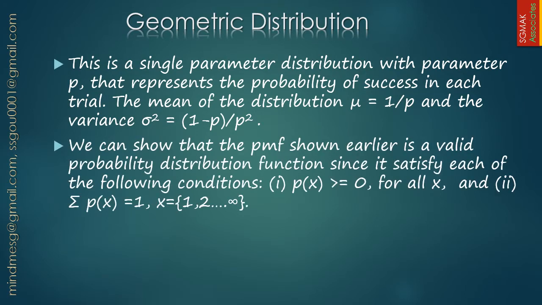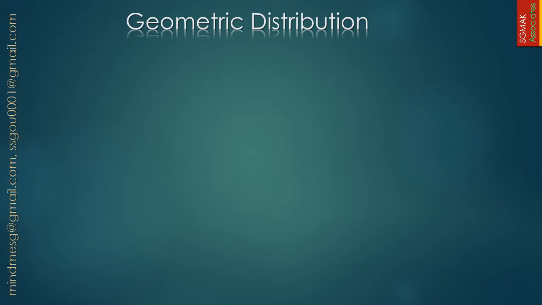Now you can show that the PMF, as we have described earlier, is a valid probability distribution function. There are two conditions for it to satisfy. One is that P of x, the probability, should return a non-negative probability for all values of x. And then if we sum over all values of x, in this case x can take any consecutive integer values, the summation should be equal to 1. Show that both conditions are satisfied by this PMF.